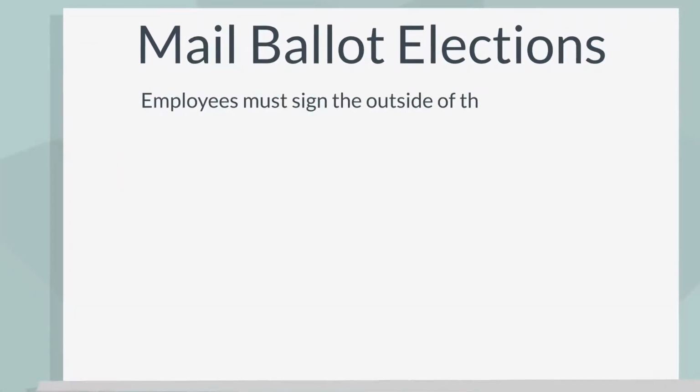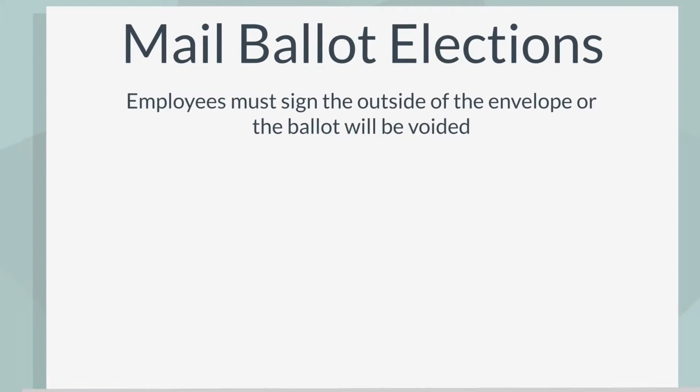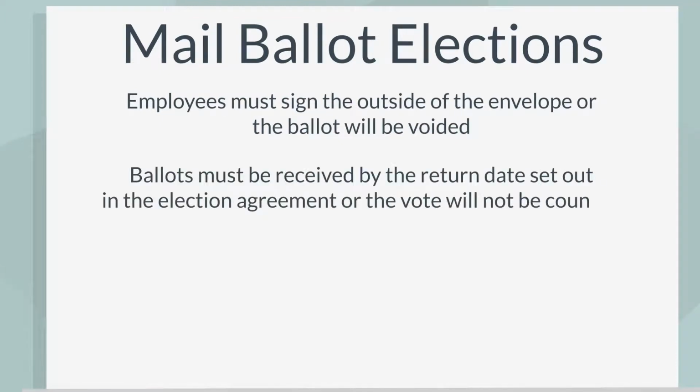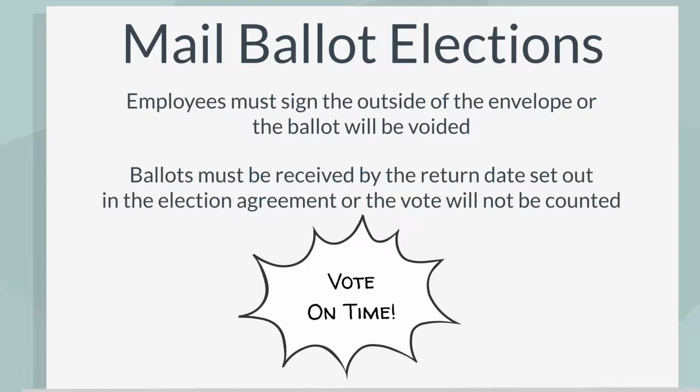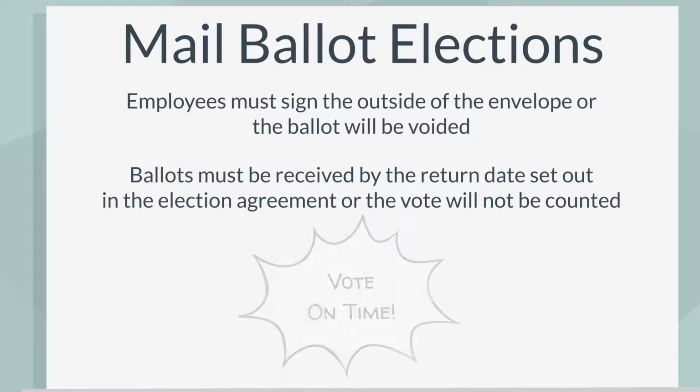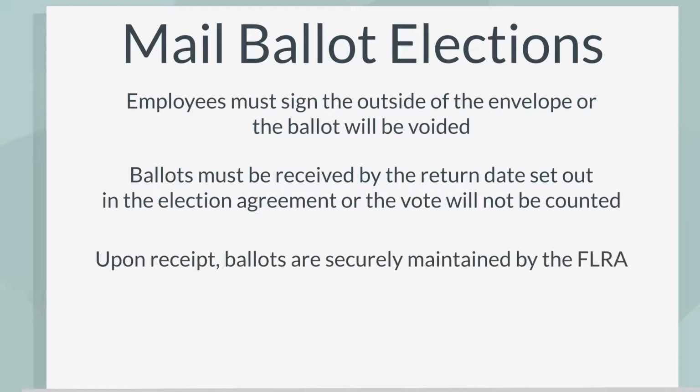Employees must sign the outside of the envelope or the ballot will be voided, and ballots must be received by the return date set out in the agreement or the vote will not be counted. Thus, employees should not wait until the last minute to mail their votes and should contact the FLRA if they do not receive their packet. Upon receipt, ballots are securely maintained by the FLRA regional office.